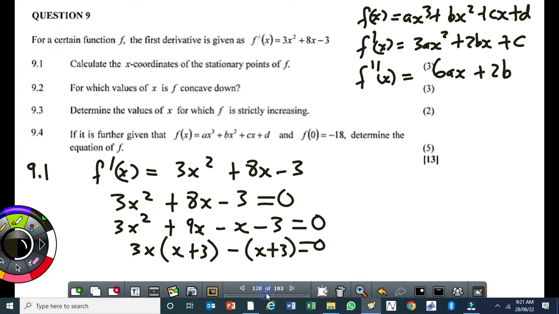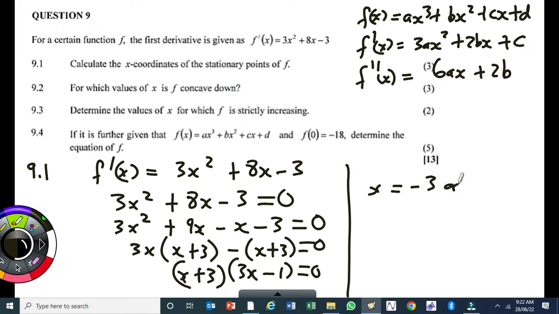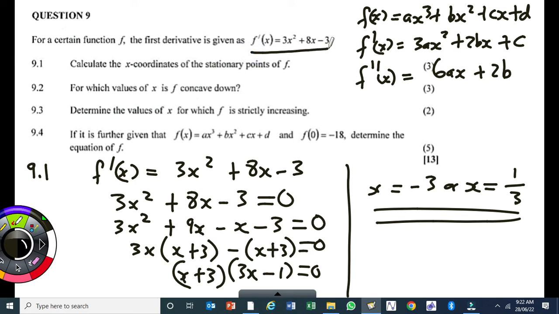If I factorize this, I'll get x plus 3 times 3x minus 1 equals 0. So my 2 x values will be x equals minus 3 and x equals a third. Those are the x coordinates, and then I'm done. The question is very straightforward. It says calculate the x coordinates of the stationary points of f. We are given the first derivative.